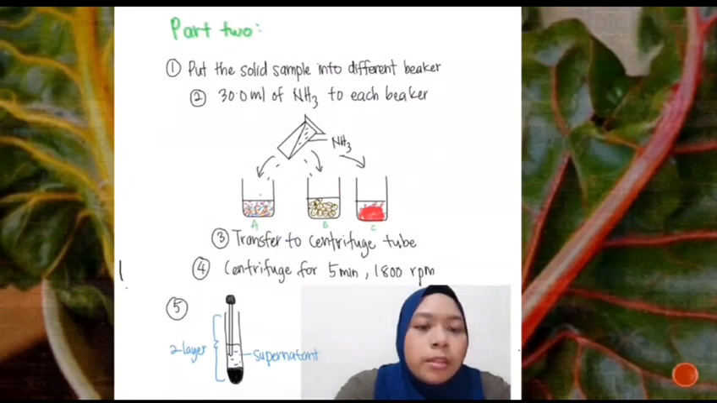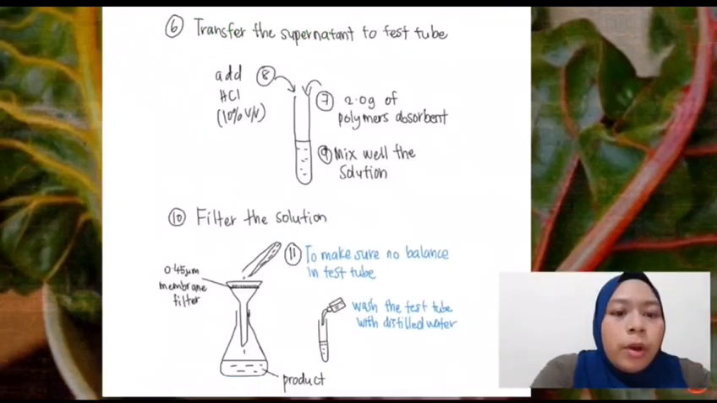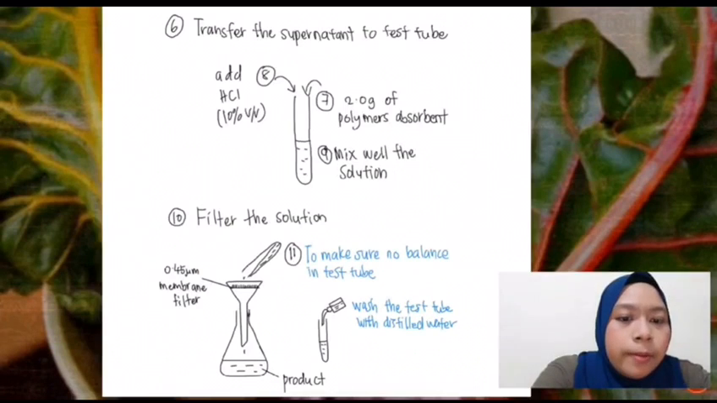Next step, we put the solution into the centrifuge. This step must be run for 5 minutes at a speed of 1800 rpm. We can get the result as 2 layers. What we need to do is transfer the supernatant layer to the test tube and then add 2 grams of polyamide absorbent. Then we mix the solutions.